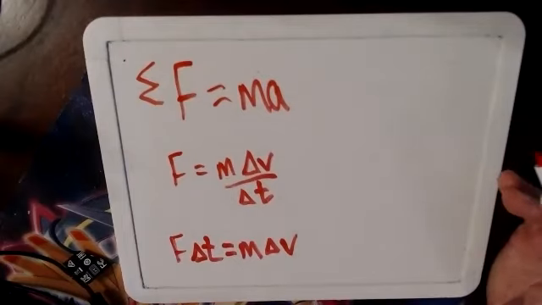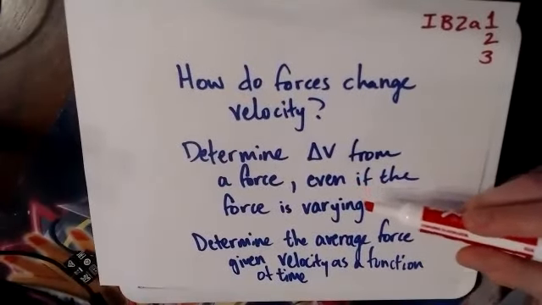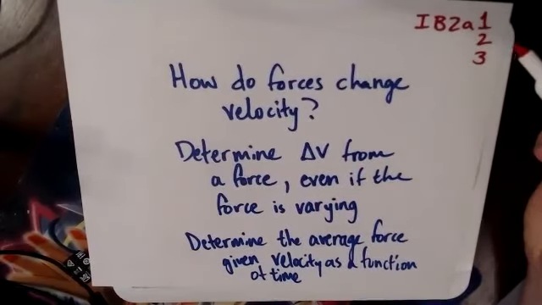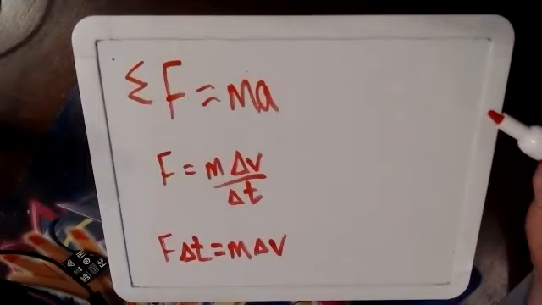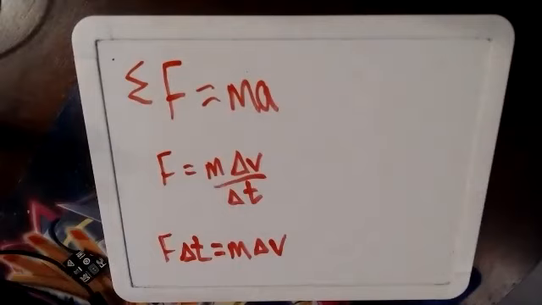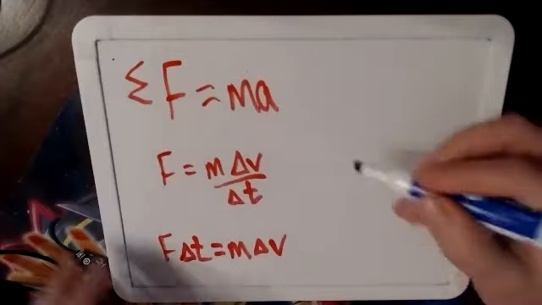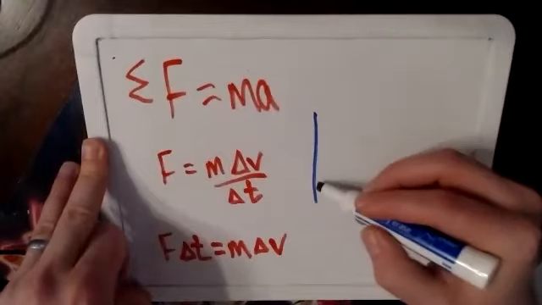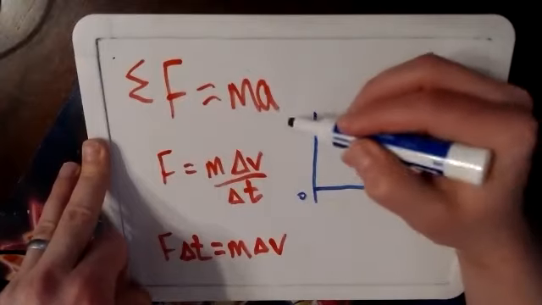The question is, well, what if it's a varying force? Determine delta v from a force, even if the force is varying, was written specifically in one of these objectives in the objective list. So the most effective way, and the way I've seen the College Board do it, is they would give you a graph, or you would get enough information to get the graph. So if I had, let's just draw it like this. We have time, we have 0, we have force.